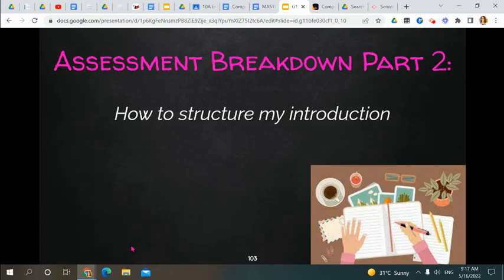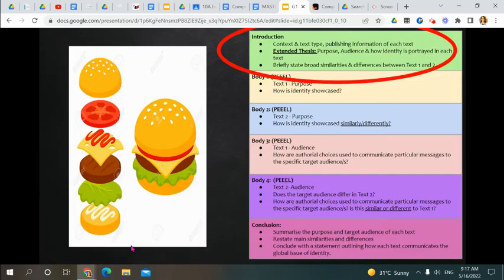Okay, so let's get to how you structure an introduction. Most of you, if you were in class last week, know that we've been briefly looking at a sample student exemplar. That's also on Google Classroom if you want to go and have a look at it after I've been through how to structure your intro.